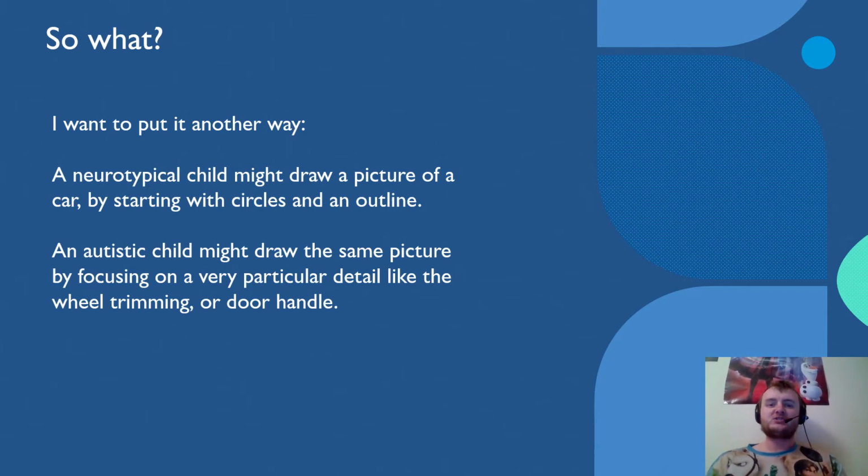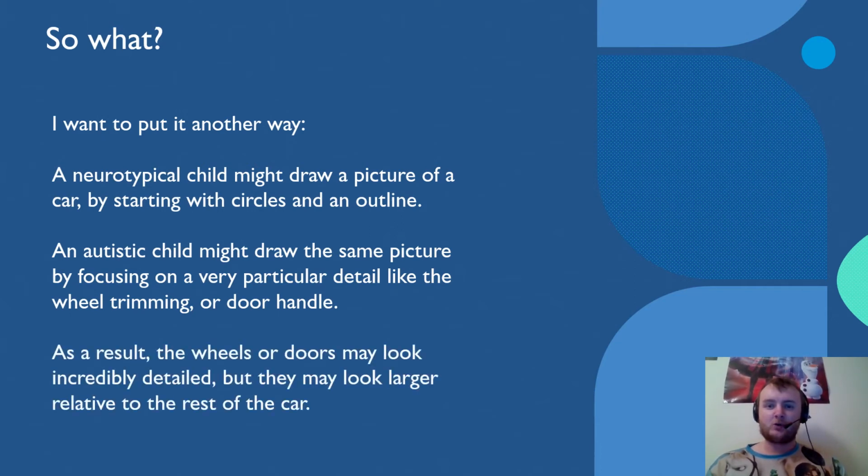It is very easy for a neurotypical person to see a general outline of a car body with two circles and call it a car, but for an autistic person, that is just two circles and an irregular outline. The result of this approach is that the first part of the drawing may look incredibly detailed, but could appear larger relative to the rest of the car. Or the opposite, they may have started with another part of the car first, and therefore other parts look smaller.